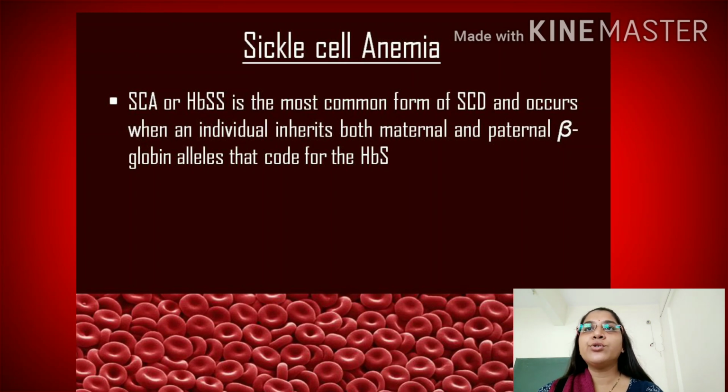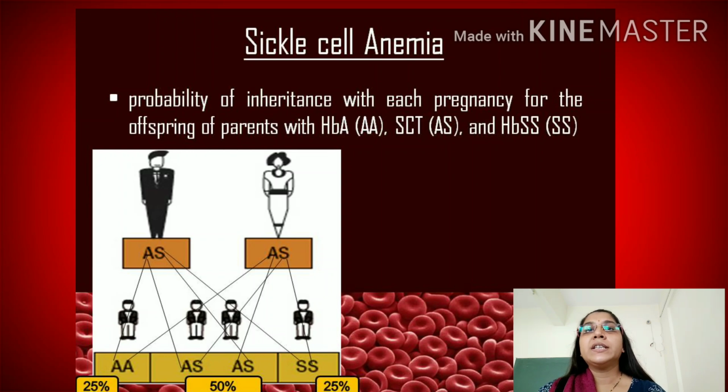Okay, this occurs due to the inheritance from both the maternal and paternal beta globin alleles. Now, what is the pattern of this inheritance? For the probability of inheritance, we can see here that if both parents are trait, then there is a 25% chance of children being normal, 50% chance of being trait, and 25% chance of being an anemic patient. So this is the probability of inheritance from parents to children.